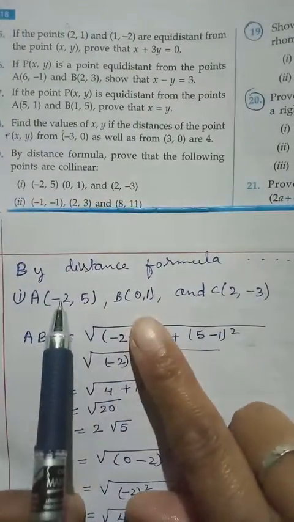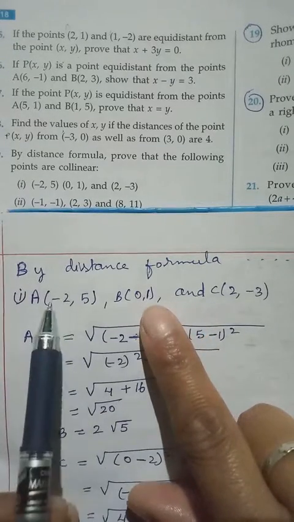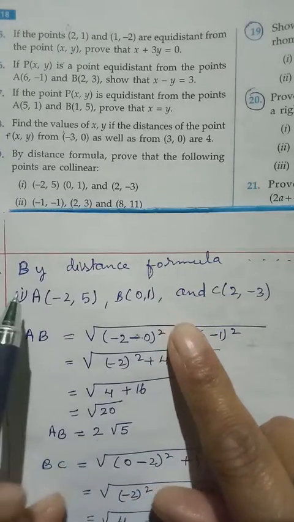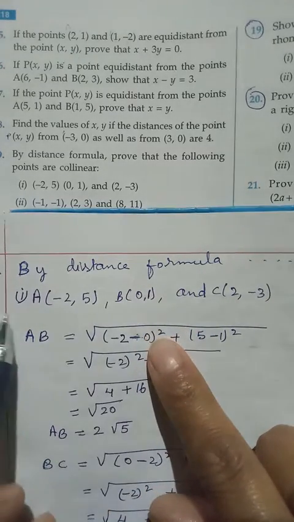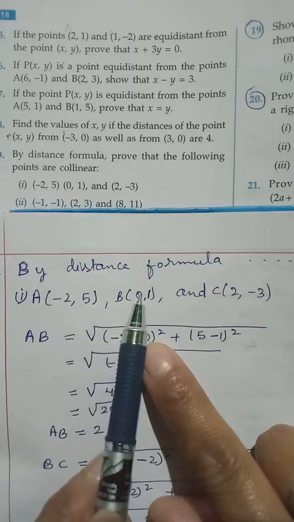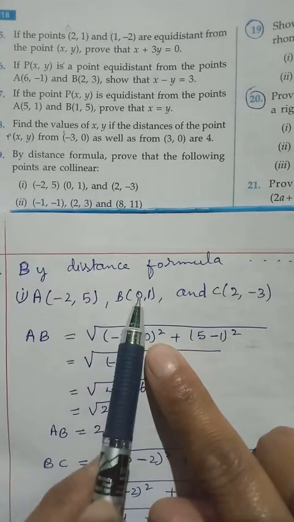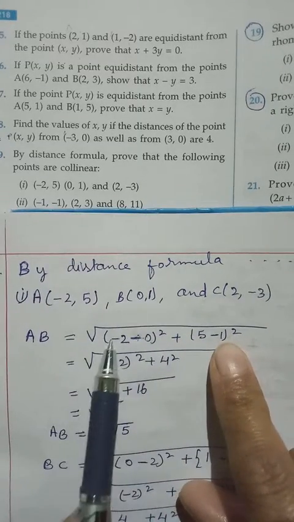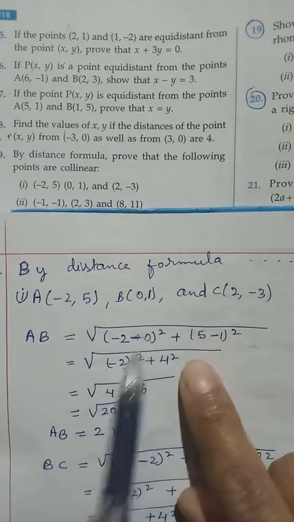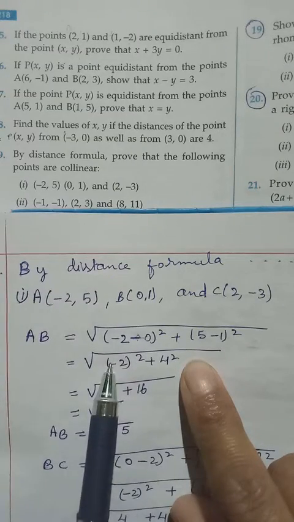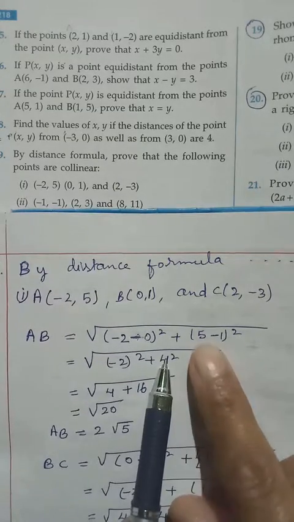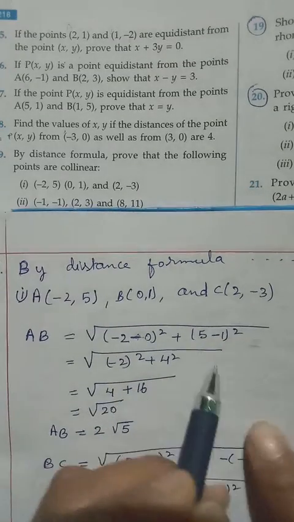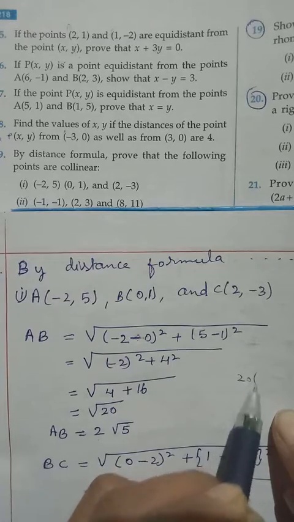Okay, so if you take AB, then remember here it is XY, XY. That means X with X, Y with Y. Okay, distance formula: x2 minus x1 whole square plus y2 minus y1 whole square. So minus 2 minus 0 will be minus 2 square, minus minus becomes plus. 5 minus 1, 4, 4 into 4, 16. 16 plus 4, 20. Then this 20 we can split it.